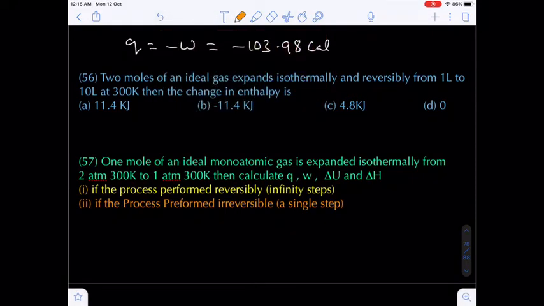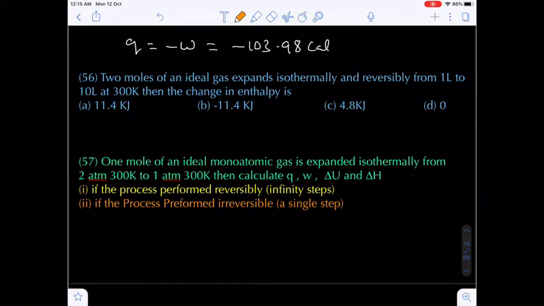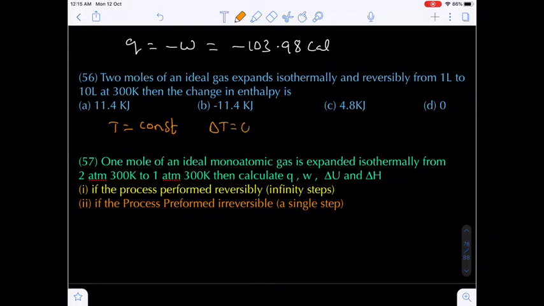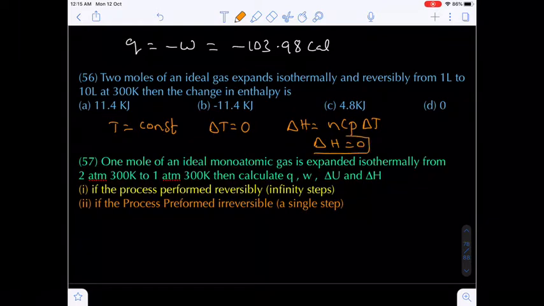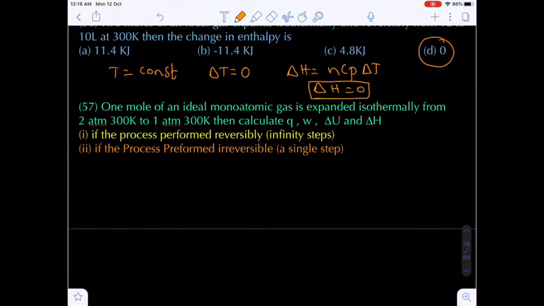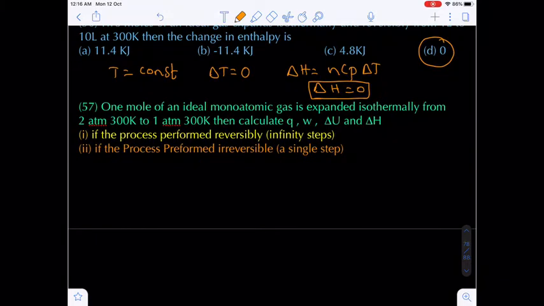Now the next one, question number 56. 2 moles of an ideal gas expands isothermally reversibly from 1 liter to 10 liter at 300 Kelvin. The change in enthalpy? Yes, here temperature is constant. When temperature is constant, change in temperature is 0. So what will be the change in enthalpy? That will be nCp delta T. Delta T is 0, so del H value is equal to 0. That is the fourth option.